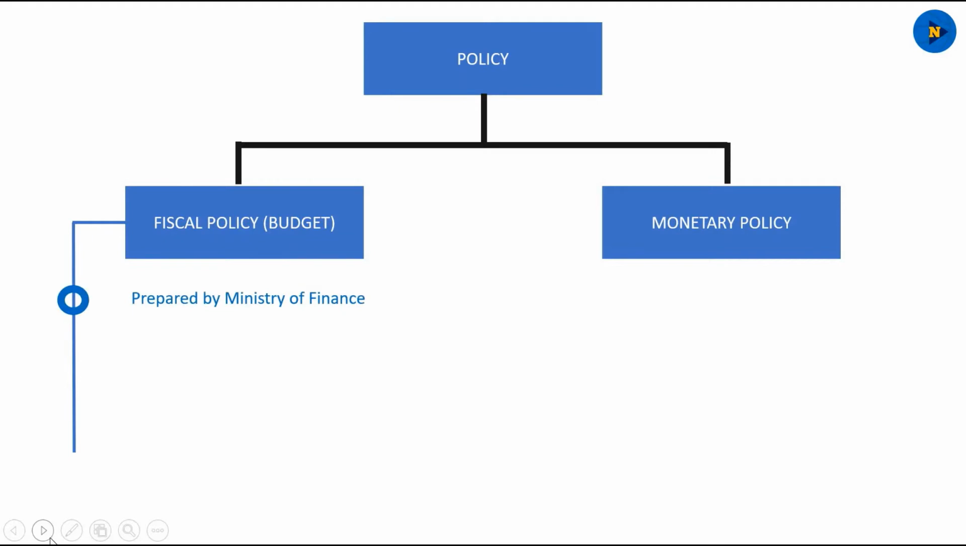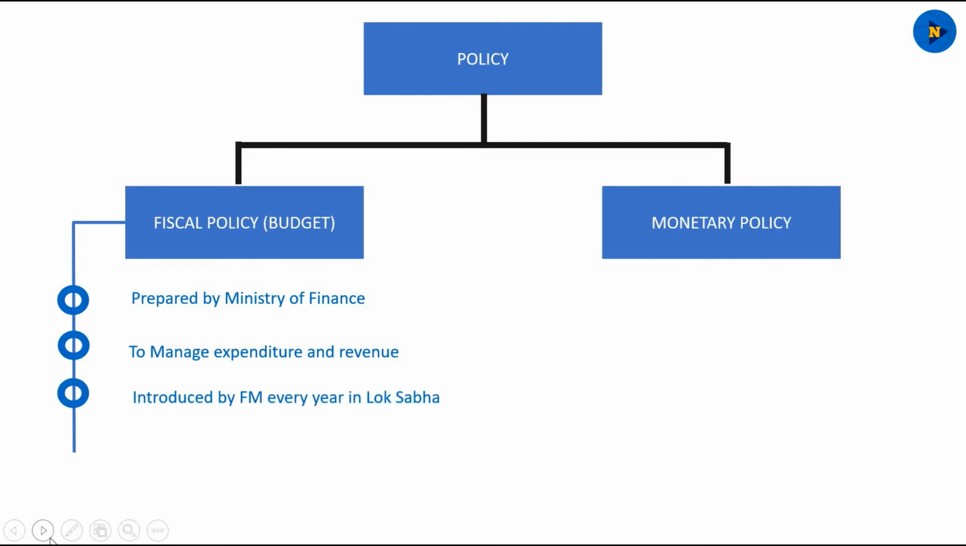So the fiscal policy is annually prepared by the Ministry of Finance before the beginning of every fiscal year. Its intention is to manage the expenditure and revenue of the government of India. It's introduced by the finance minister every year in the lower house of parliament. And it's also known as the annual financial statement or budget of the year. And the fiscal policy has a provision in Article 112 of the Constitution of India.